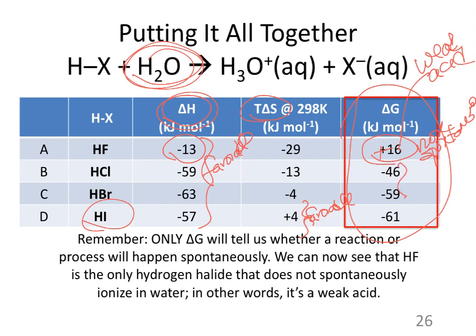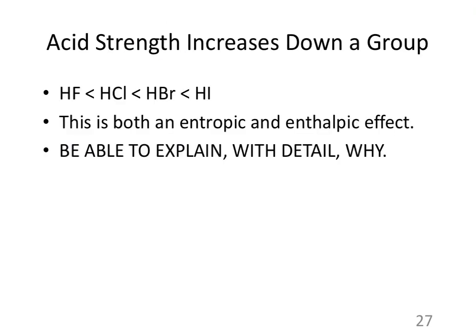But it turns out that the rest of the hydrogen halides have a delta G that's negative, so they all spontaneously act as an acid in water, and all three of them are considered, because of that, strong acids. So the bottom line is, if delta G is negative, it is a strong acid. If it's positive, it's a weak acid.